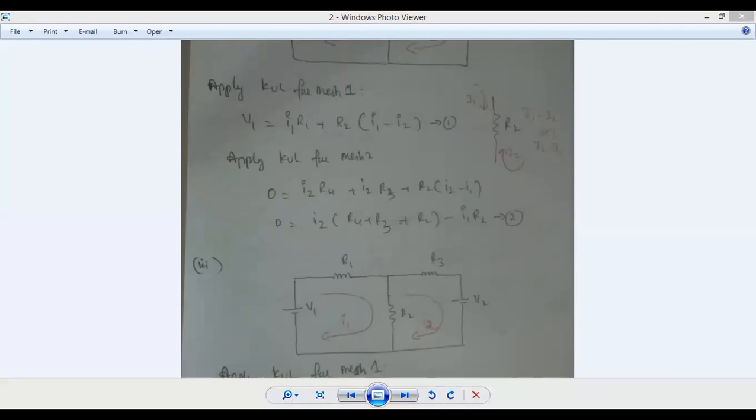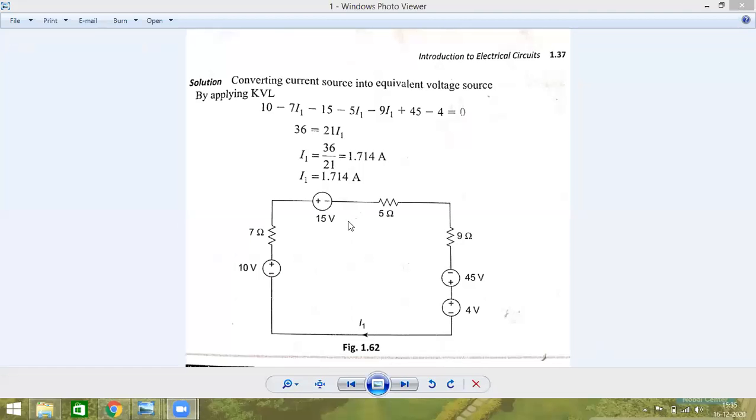One second, let me share this one. Yesterday I kept one question, one circuit, and I explained it in that video also. On the screen, what are you able to see? A new circuit, right? This one was explained in the video.